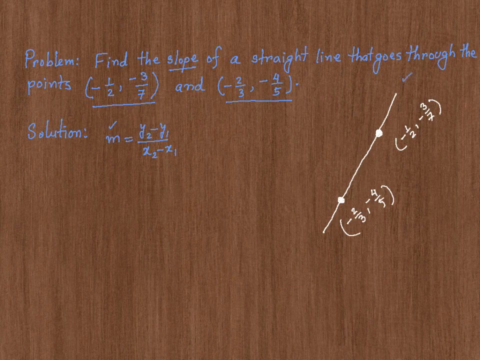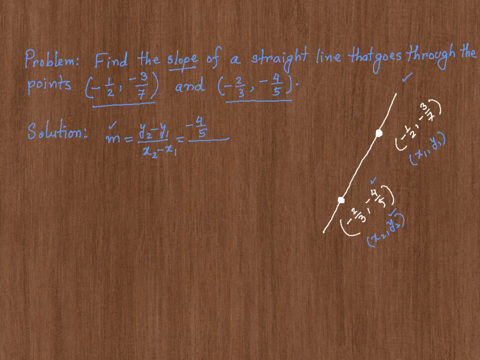Now what I am going to do is label these points. This is my x1, y1 and this is my x2, y2, and then use this formula, m is equal to y2 minus y1 over x2 minus x1, to find the slope. So what is my y2? y2 is negative 4 over 5. So negative 4 over 5.